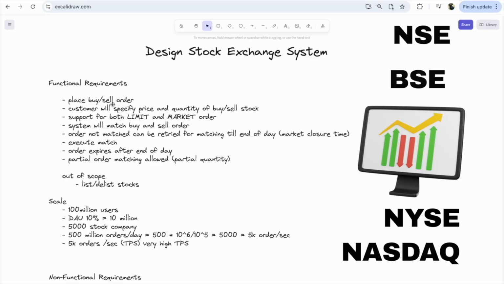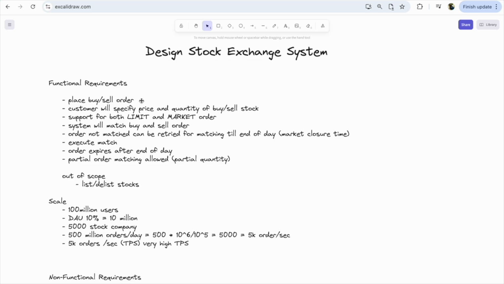So first, let's discuss the functional requirements. First one is placing a buy or sell order. A customer cannot directly place a buy or sell order in the stock exchange system. The order has to come via a stockbroker or stock trading app. But the stock exchange system should have the functionality, this is the main functionality, to accept buy or sell orders.